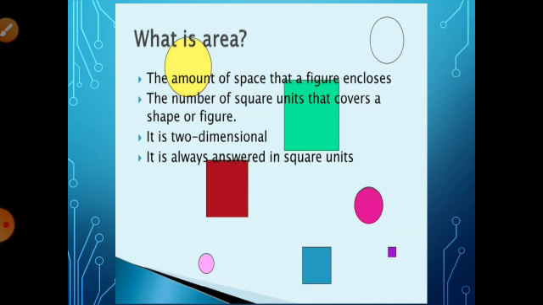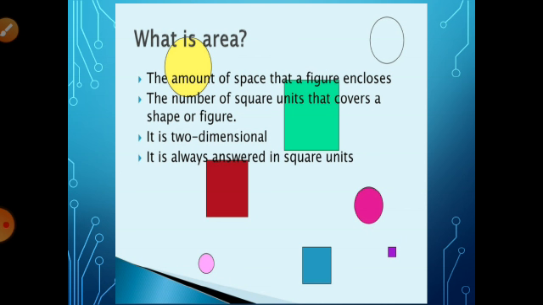If we have a plain paper, that is in a rectangular shape or any shape, and we just put it on the table, the space covered by that paper basically is the area of that paper. So the amount of space that a figure encloses is the number of square units that covers a shape or figure. As I told you, we just drew a figure with 8 squares each. So that shape was covering 8 squares, and that means that is also the area of that shape.